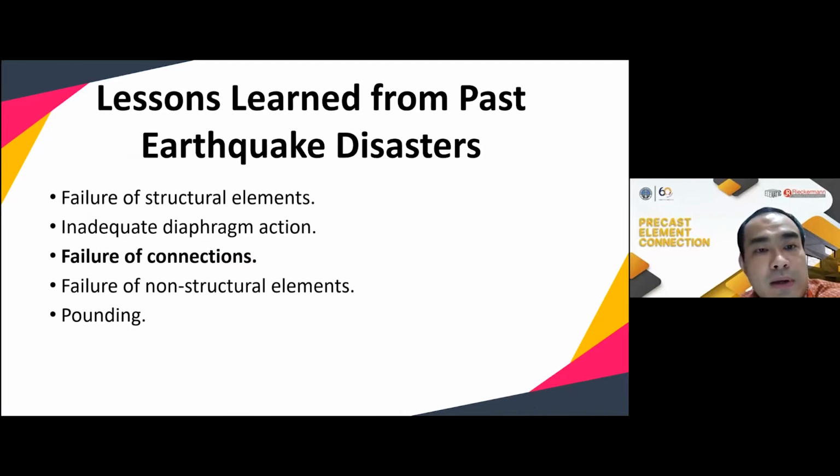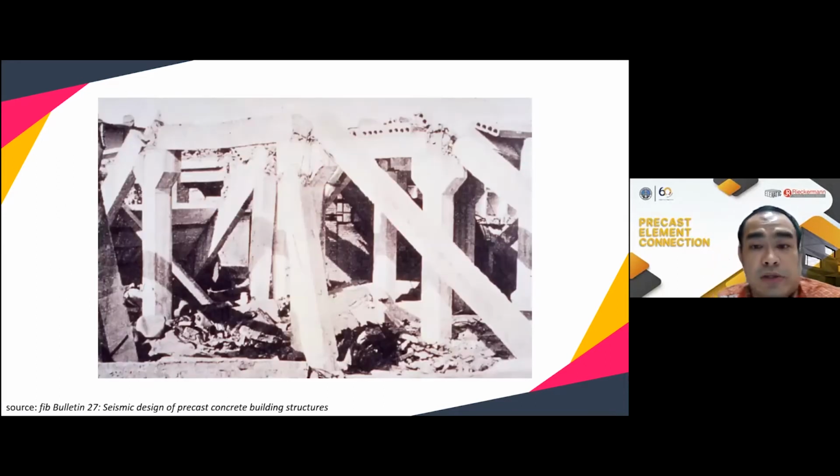Initially, I want to talk about the lessons learned from past earthquake disasters. Precast concrete buildings, if not designed properly, can also fail. One cause of the failure is the failure of the connections. Of course, there are many other causes of failure, but here I want to highlight connection failure. This is an example of connection failure due to earthquake. As we can see here, the connection from beam to column is damaged, and that's why the building collapsed.